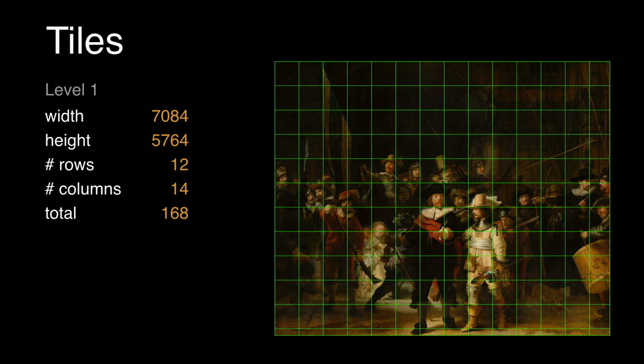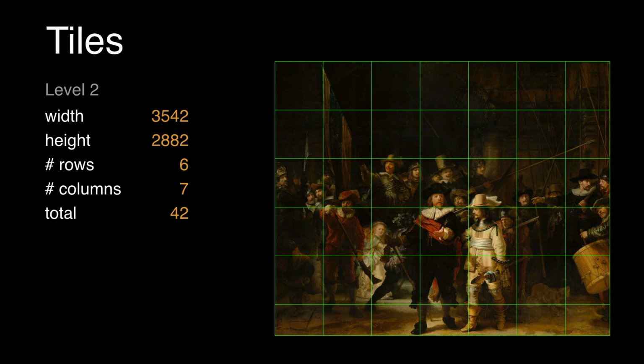So if you're at a slightly less zoomed in version, then we can use these images. If you're even further zoomed out of the image, this process continues. We just use these tiles. So now the image is only 3,000 pixels wide.